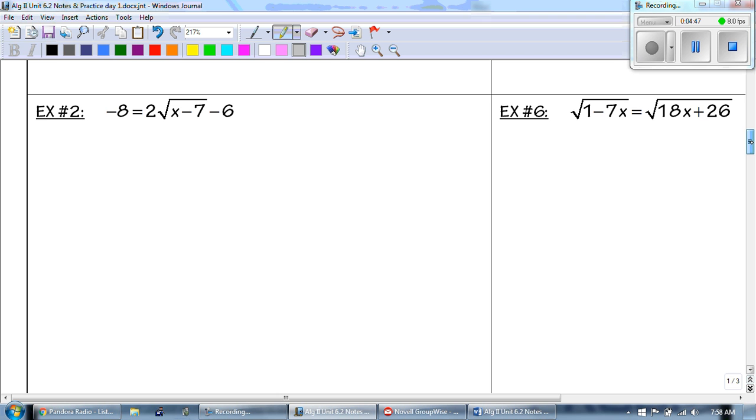All right, let's take a look at number 2. So remember, we have to use inverse operations to get the square root by itself. So do I get rid of multiplication or do I get rid of subtraction first? Yeah, I get rid of subtraction. So I add 6 to both sides. And we have -2 equals 2 times the square root of x minus 7. It's not by itself yet, so I'm multiplying. The inverse of multiplication is division. -2 divided by 2 is -1.